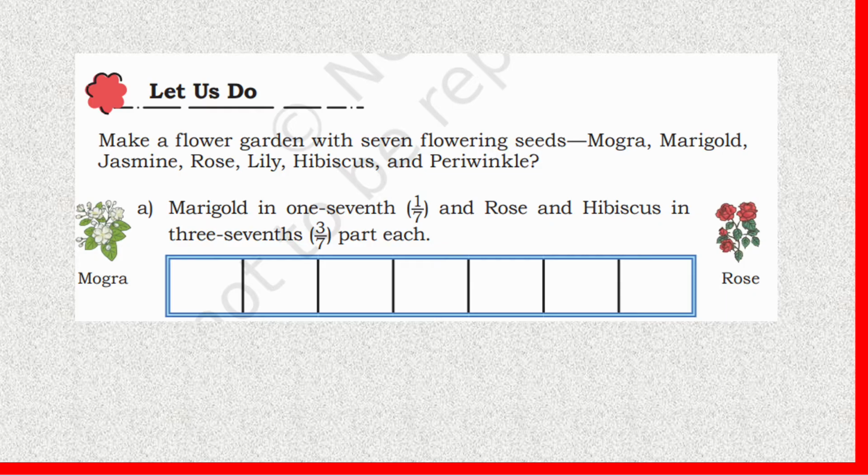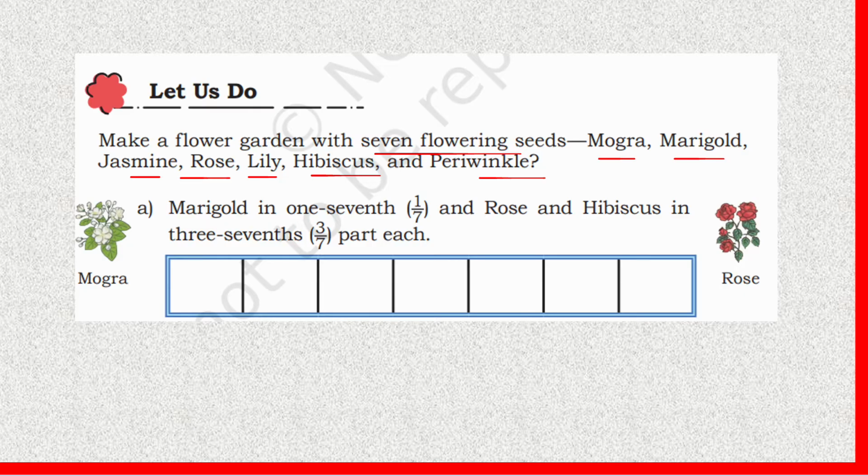Let us do. Make a flower garden with 7 flowering seeds: mogra, marigold, jasmine, rose, lily, hibiscus and periwinkle. Here we have 7 types of flower seeds. The names are mogra, marigold, jasmine, rose, lily, hibiscus, periwinkle. So here the garden is divided into 7 equal parts because there are 7 types of flowers.